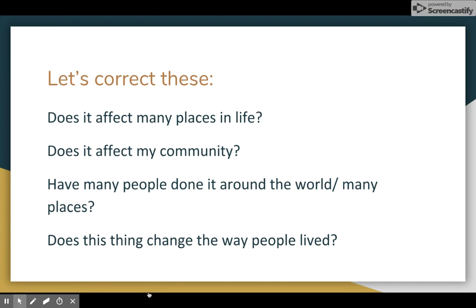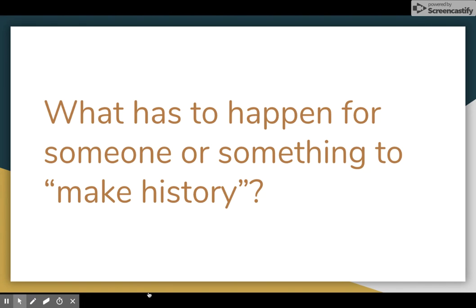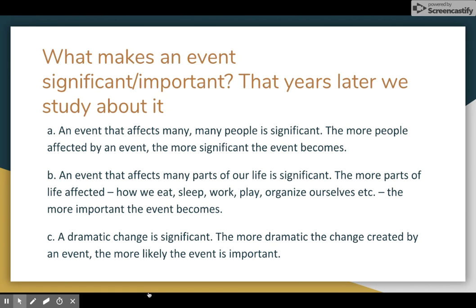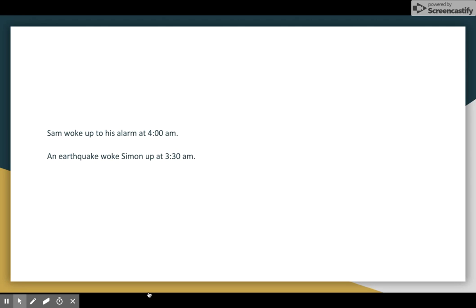Okay, then we made those bookmarks and corrected those. And we talked about how a person or a thing can make history by answering those questions, basically. So an event that affects many people is significant. And the more people affected by the event, the more significant the event becomes. An event that affects many parts of our life is significant. How we eat, sleep, work, play, organize ourselves, travel, all of those things. And then how dramatic the change is, right? So the more dramatic the change, the more the event is significant. Like a war is probably more important than an argument, right?